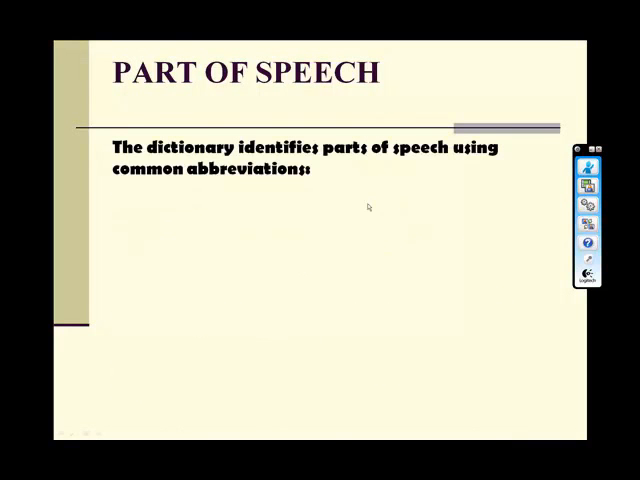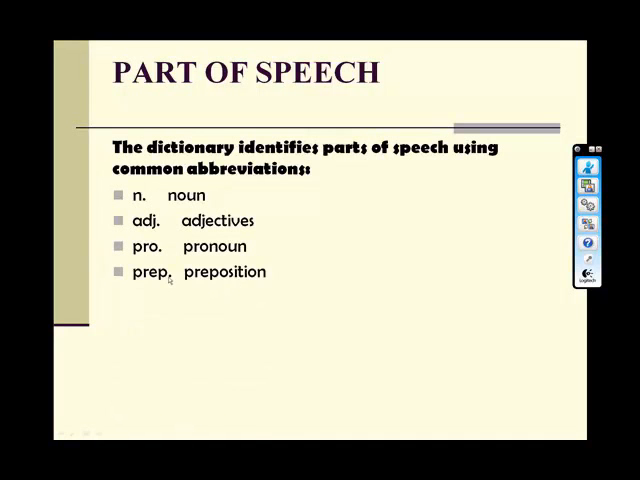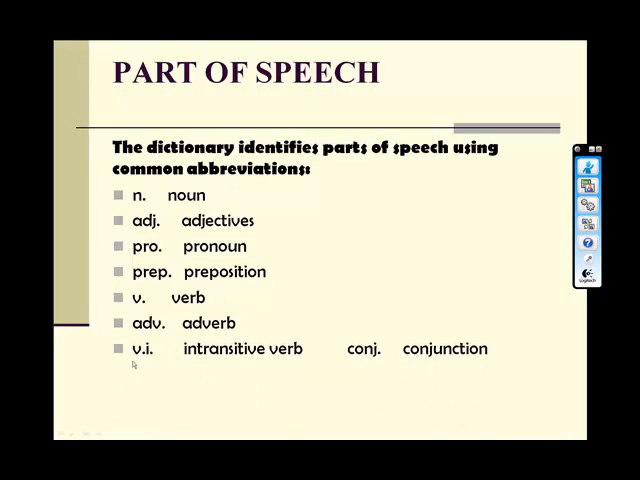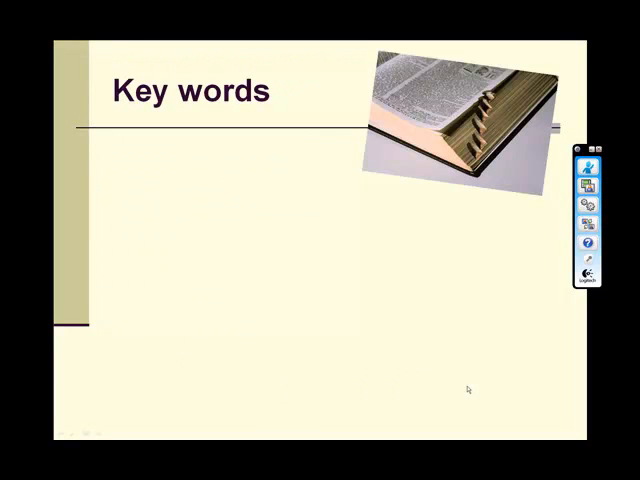You also get the part of speech in the entry. The dictionary identifies parts of speech using common abbreviations, such as N for noun, ADJ for adjectives, PRO for pronoun, PREP, preposition, V, verb, ADV, adverb, VI, intransitive verb, and CONJ for conjunction, VT, transitive verb, and INTERJ for interjection.